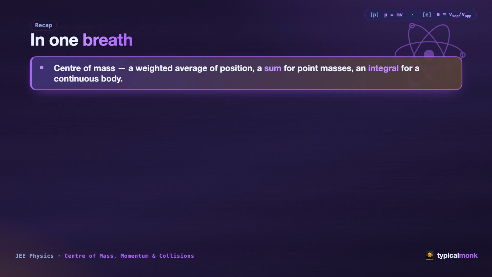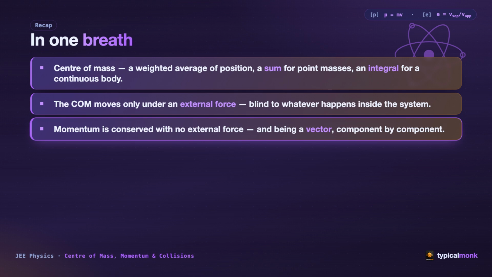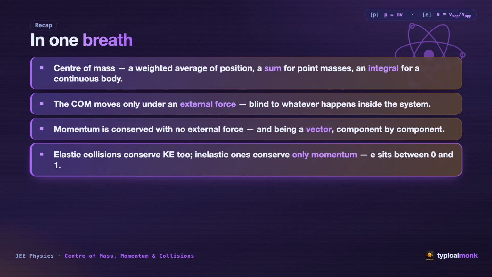Let us gather the whole class in one slow breath. The center of mass is a weighted average of position, a sum for point masses, an integral for a continuous body. The center of mass moves only under external force. It is completely blind to whatever happens inside the system. Momentum is conserved whenever there's no external force, and being a vector, it is conserved component by component. Elastic collisions conserve both momentum and kinetic energy. Inelastic ones conserve only momentum, and the coefficient of restitution always sits between 0 and 1.